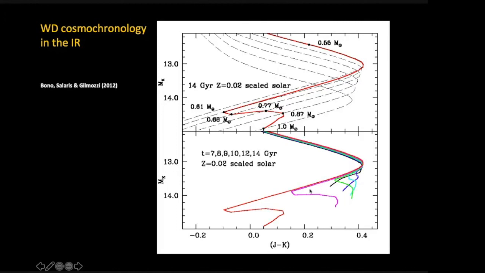And the interesting point here is that at all ages, the separation between the isochrones is twice the separation that you get in the optical. So there is more resolving power at all the ages here.